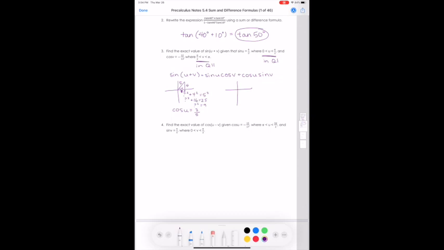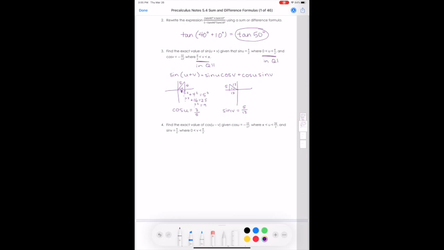Right now in quadrant 2, I know that cosine, ooh, I can barely read my screen. Hold on. Alright, so I think 12 and 13, and then if you use the Pythagorean theorem, you end up getting 5. So then the sine, opposite over hypotenuse, is going to be 5 over 13.